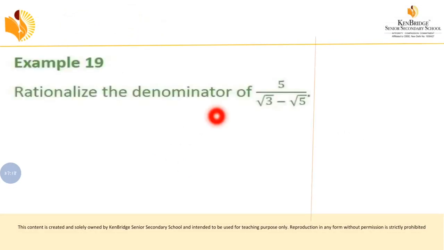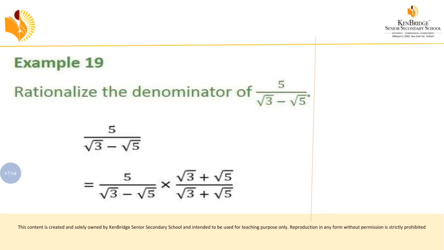So example 19, rationalize the denominator of 5 by root 3 minus root 5. We know how to do this. The same term we should write, whatever is given in the denominator, you have to write as a numerator and denominator, but you have to change the sign. So here we have written root 3 plus root 5 in the numerator as well as the denominator.